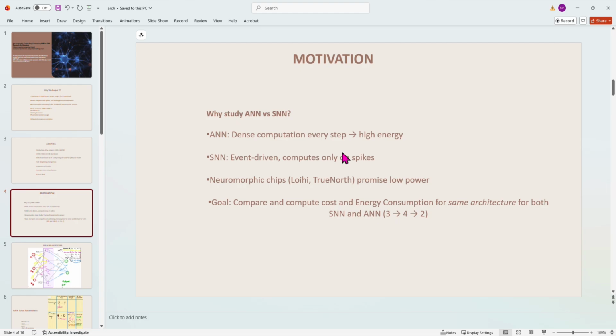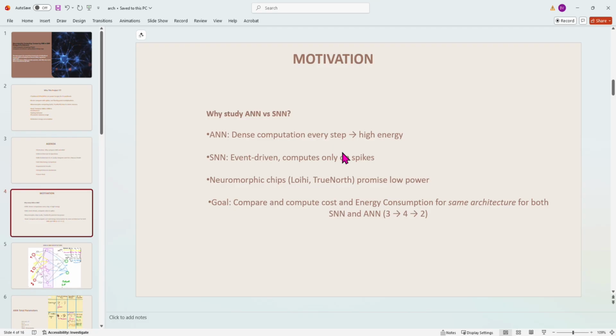So why should we compare ANN and SNN? Traditional neural networks, artificial neural networks, ANNs, perform dense computation at every layer. Every neuron in every layer participates in the forward pass, whether the input contains useful information or not. This leads to a very high and fixed energy cost.